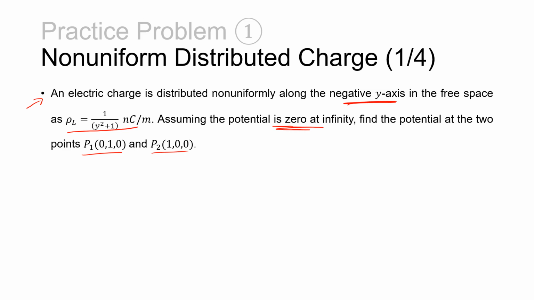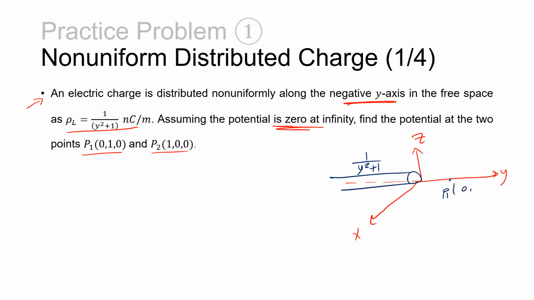So let's plot this first: this is x, y, and z. On the negative y-axis, we have the charge distributed with rho_L equal to 1 over y squared plus 1. We are being told to calculate at B1 (0, 1, 0) and B2, which is here (1, 0, 0). To do so, we need to use the voltage equation which we have learned.